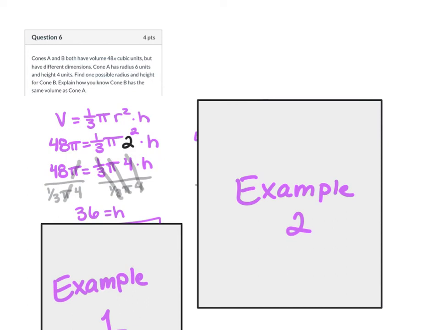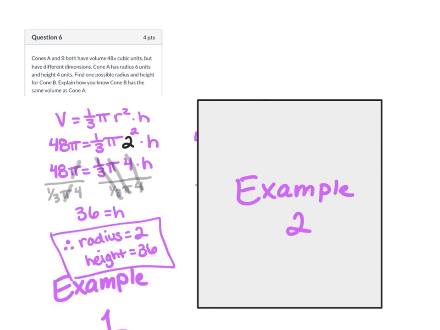And when you do that in your calculator, you should get a height of 36. Therefore, a different radius and height that we found was a radius of 2 and a height of 36. If you need to check your work, you could absolutely plug these back into the equation just to ensure that it did make 48 pi.